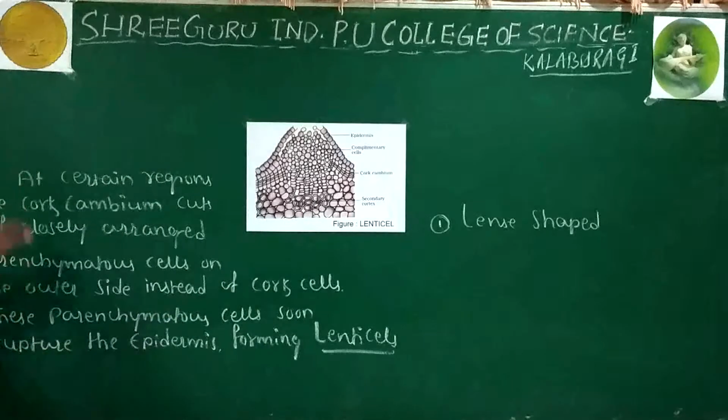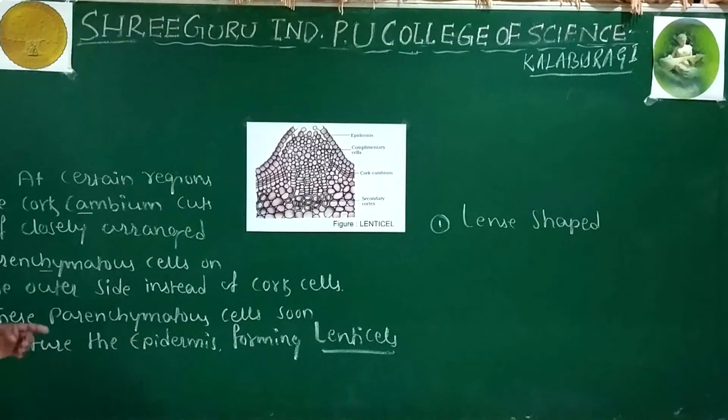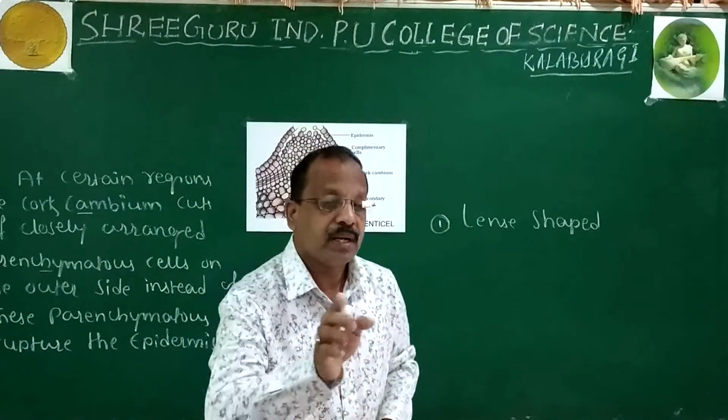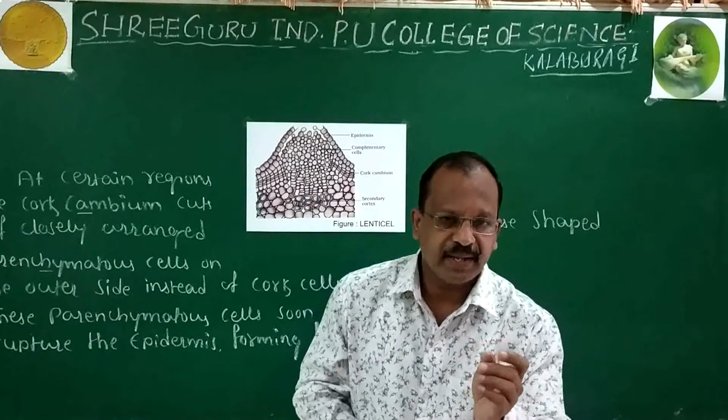Look over here. At certain regions, cork cambium, or you can call it phellogen, cuts off closely arranged parenchymatous cells on the outer side instead of cork cells. These parenchymatous cells soon rupture the epidermis and form lenticels.